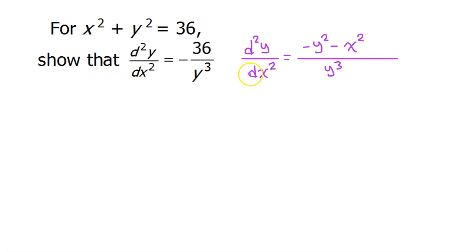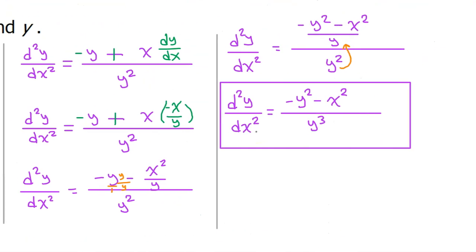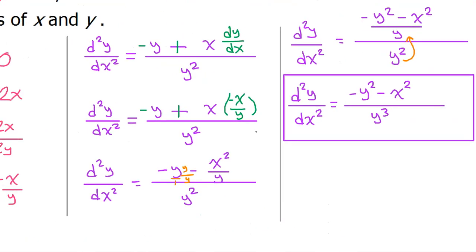This question has a part 2 that you're likely to see on your unit test and or the AP exam. So follow closely. Kids struggle with this a little bit. We need to show that the second derivative is equal to negative 36 over y cubed. Well, this is the second derivative, and this doesn't really look like this. It's a good thing that we simplified as much as we did, because it definitely did not look like this at first.